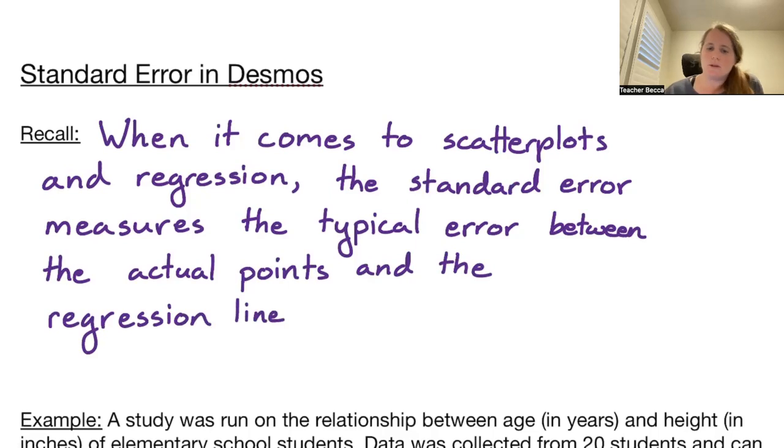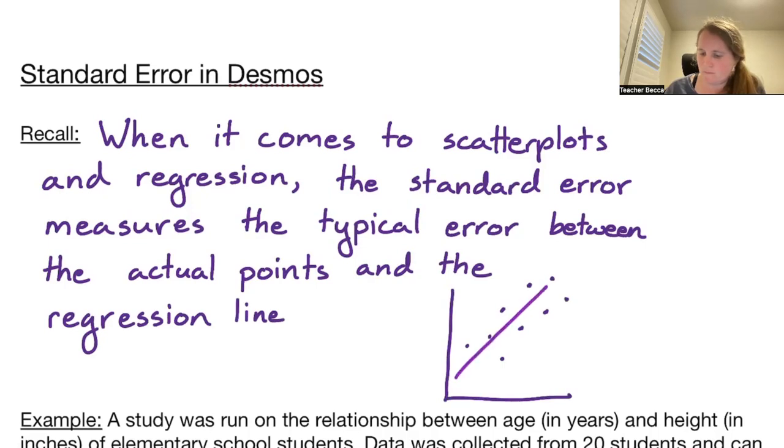So if we just drew our very quick scatter plot, with our regression line through the middle, recall that the error is the vertical distance between the point and the line. And so we're looking at what is a typical error. So this is our error, that vertical distance between a point and the line, and standard error is the typical error.